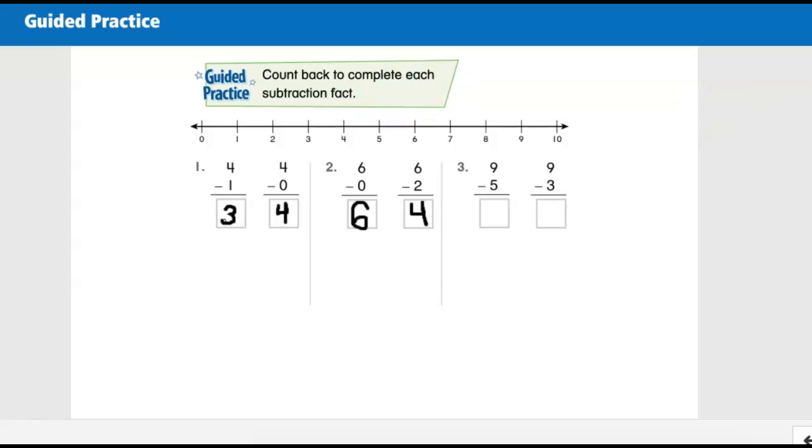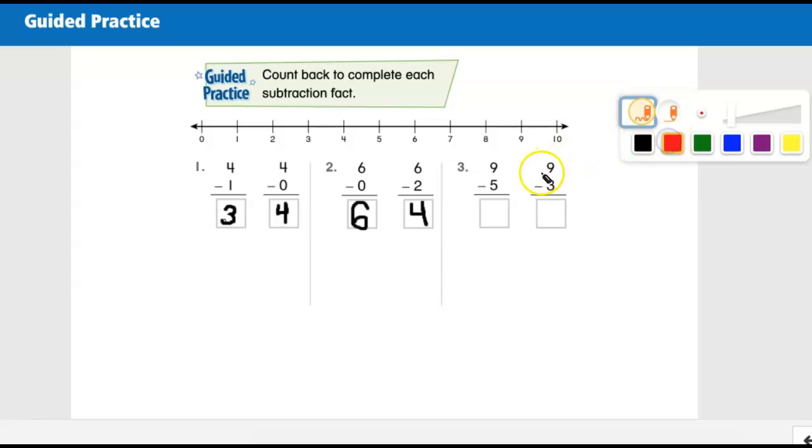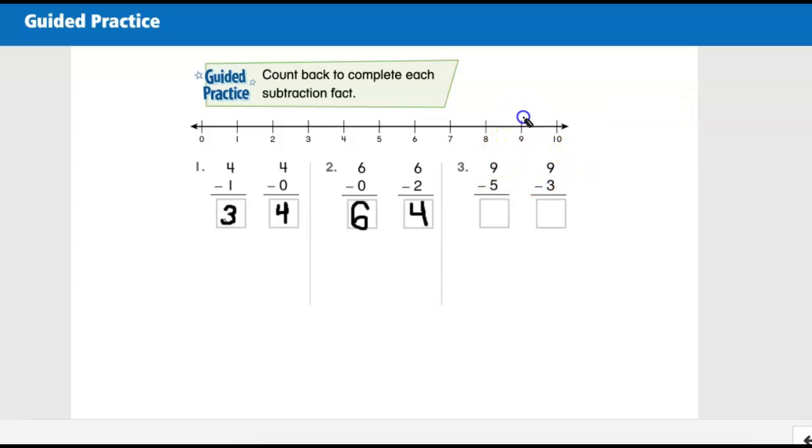Okay, let's do one more on guided practice. I'm working with the number 9, so I'm going to go to 9 on my number line. It's a little bit of a bigger number, but I think we can handle it. If I start with 9 and I'm now jumping back 5 whole numbers.